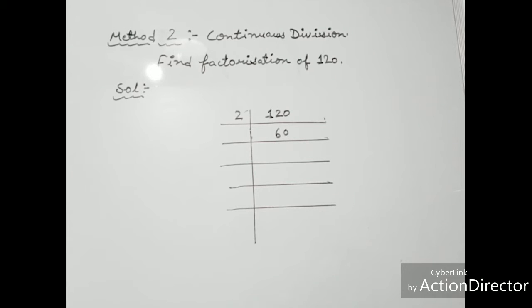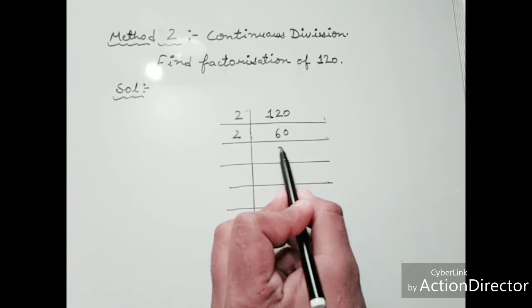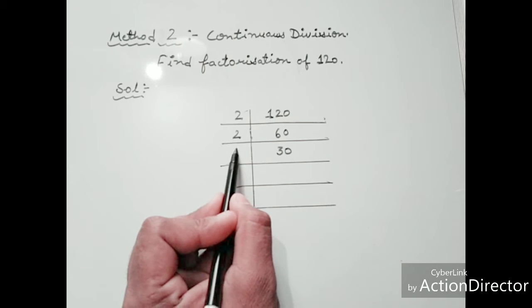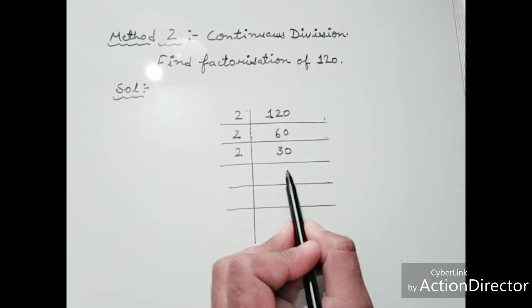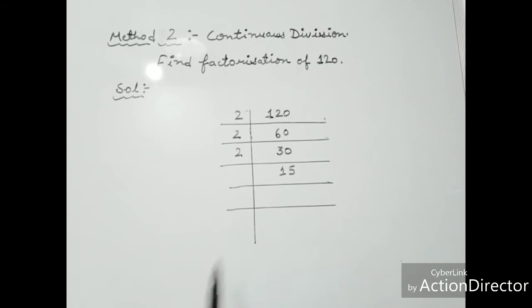Then again the number 60 is divisible by 2. So we divide this 60 by 2. 2 3s are 6. Now again the number 30 is divisible by 2. So we divide this 30 by 2, we get 15. 2 1s are 2, and 2 5s are 10.